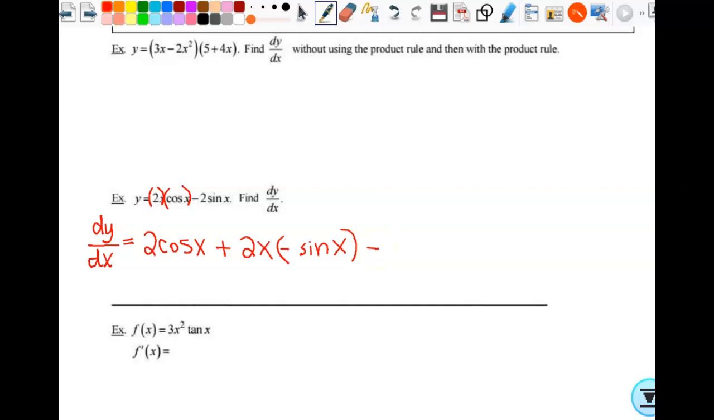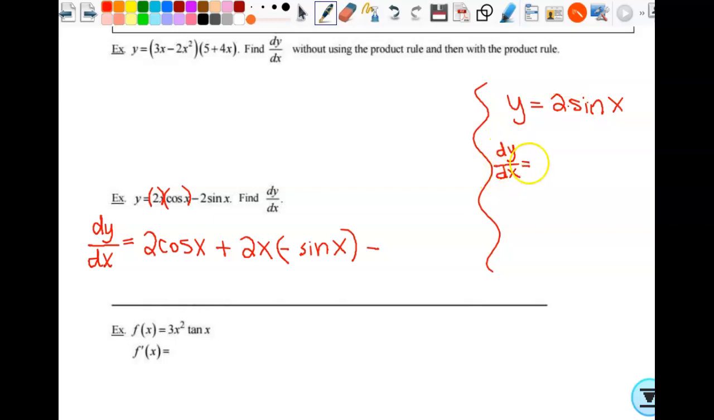Minus. Okay, can I put a pause on this problem real quick and come over here on the side? What if I had a function that was just this, 2 sine x? Now, do I in fact have a product? 2 times sine x. Anytime you have a product, you can use product rule, okay? So let's work this problem real quickly using product rule.